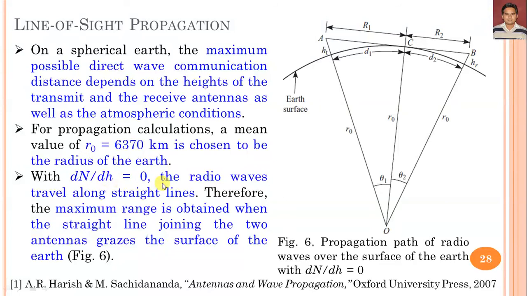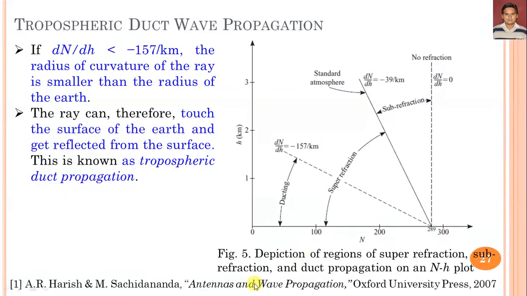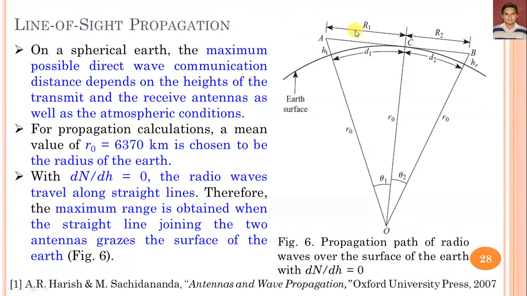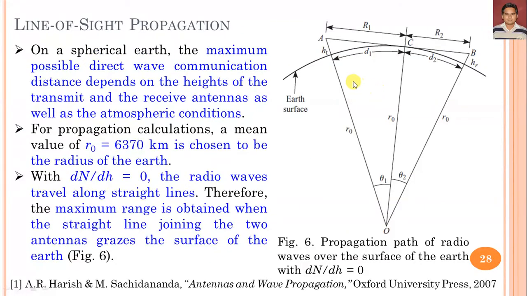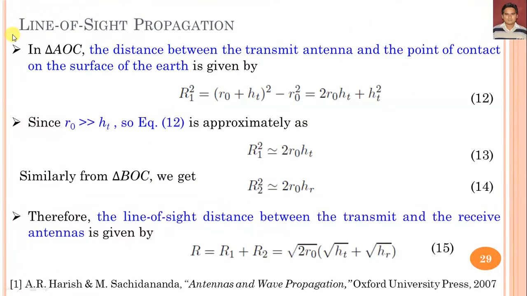The radio wave travels along a straight line, therefore the maximum range is obtained when the straight line joining the two antennas grazes the surface of the earth. Here you can see figure 6. So this is the case we are considering, and by analyzing this figure 6, we can calculate the line of sight distance.